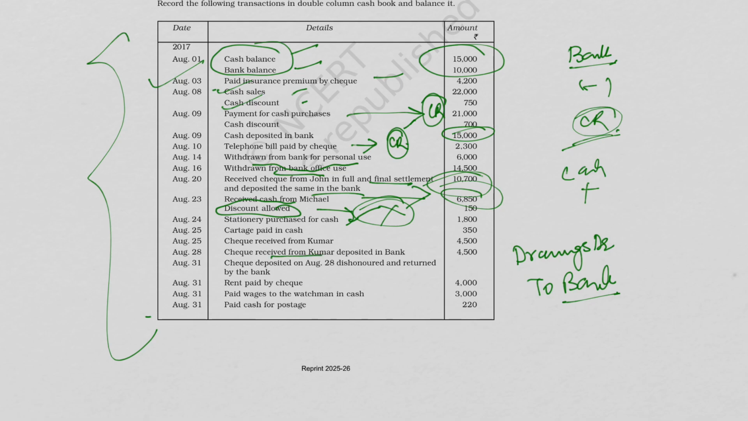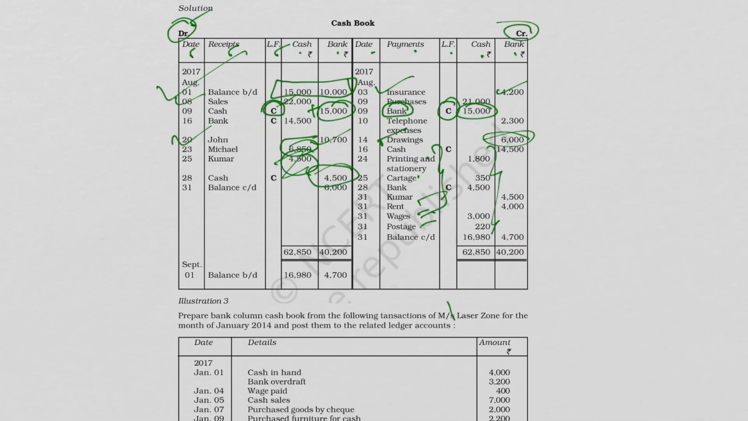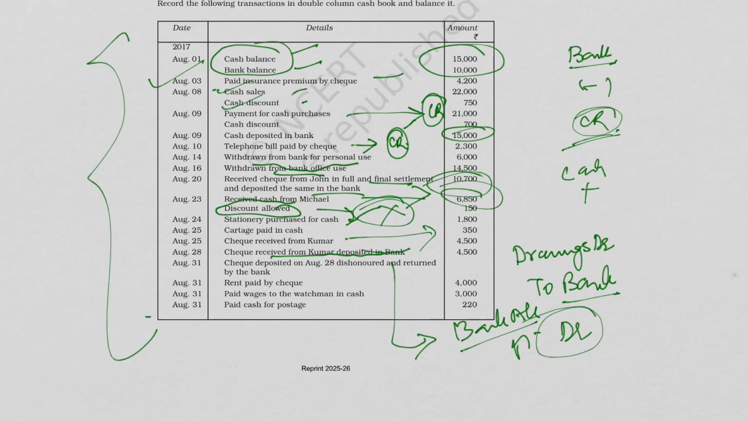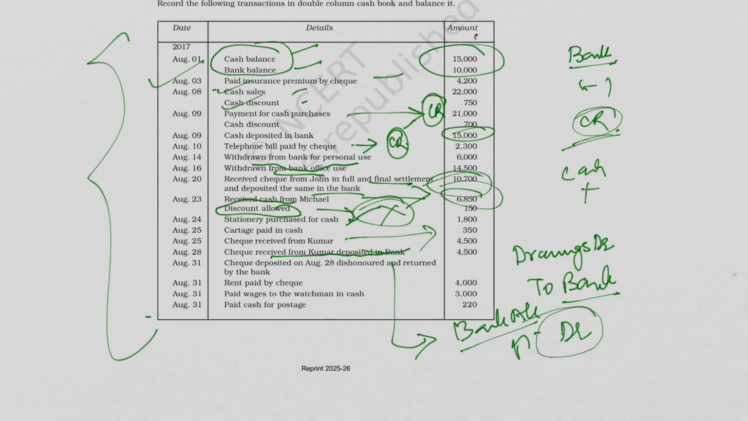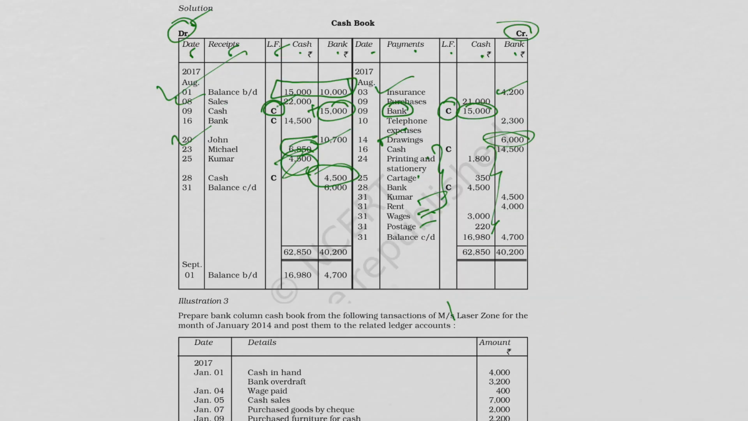Okay, check received from Kumar, deposited in bank also. The bank balance is going to increase. On the debit side, we'll show 4,500. Okay, here we have check received from Kumar. Then we have rent paid by check, paid wages to watchman in cash, paid cash for postage. So all this on the credit side we will record.